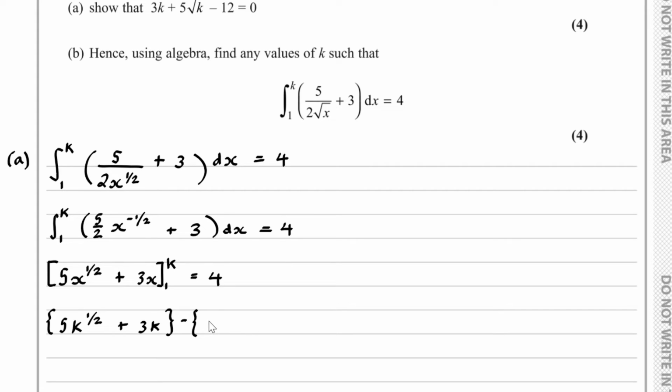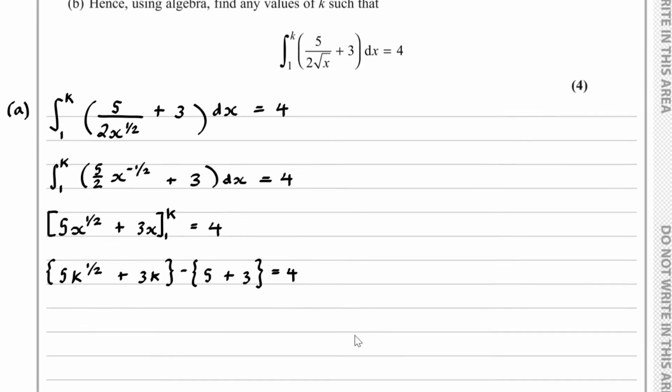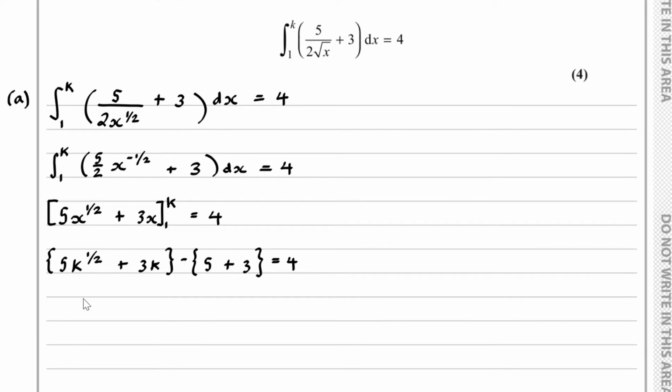So we have 5 plus 3, and this is equal to 4. Now, 5k to the half, I'm going to rewrite that as 5 times the square root of k. And then we add on 3k, and then here we have minus 8, and then if I subtract off another 4, we get minus 12. And this is equal to 0. And that's exactly what we wanted to show.